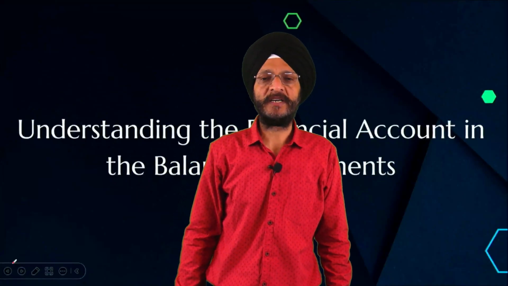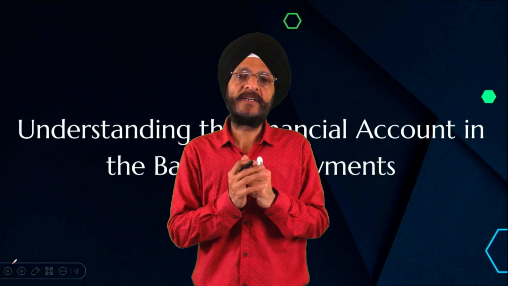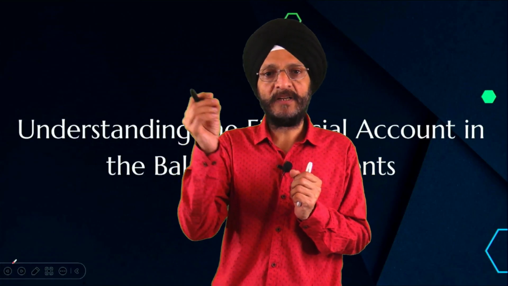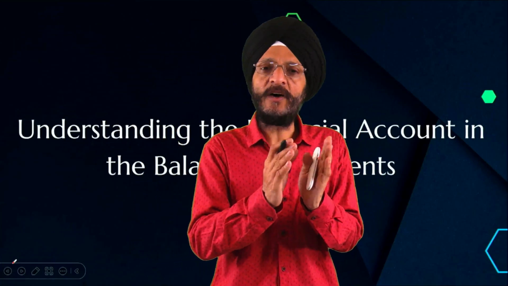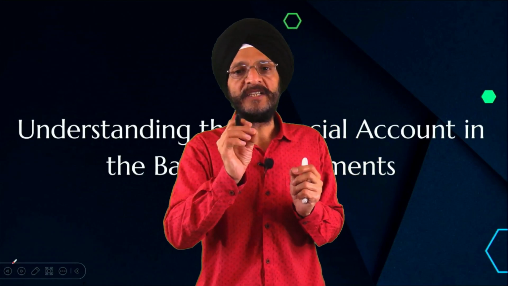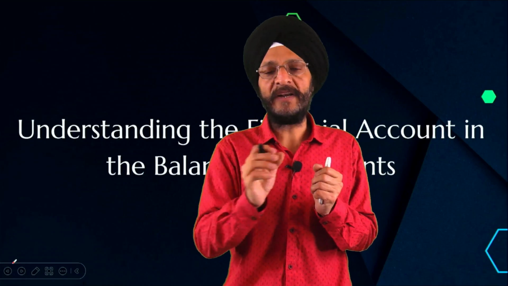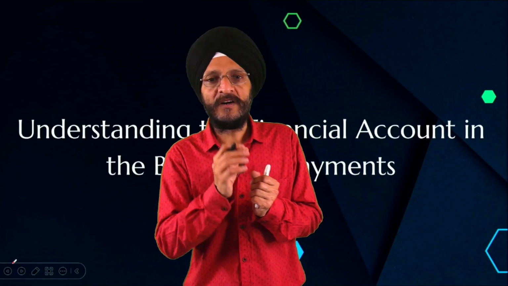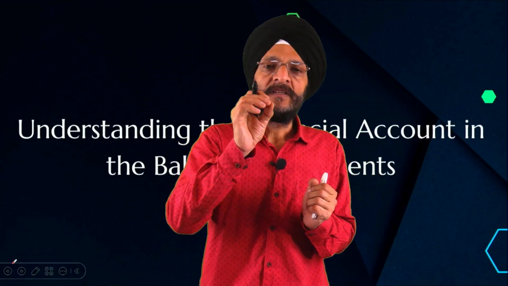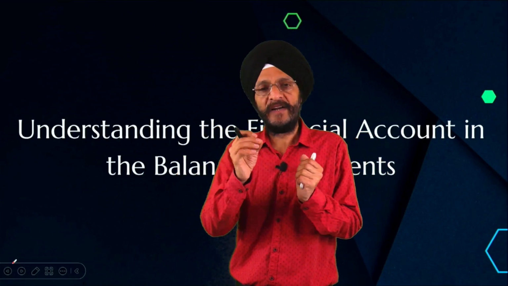Now the topic before us is understanding the financial account in balance of payments. We have already learnt that there are three components in balance of payments: current account, capital account and financial account. In the case of current account, we record the transactions pertaining to export and import of goods and services, unilateral transfers paid and received, and investment income paid and received. In the capital account, we record the transactions pertaining to acquisition and disposal of non-produced and non-financial assets and capital transfers.